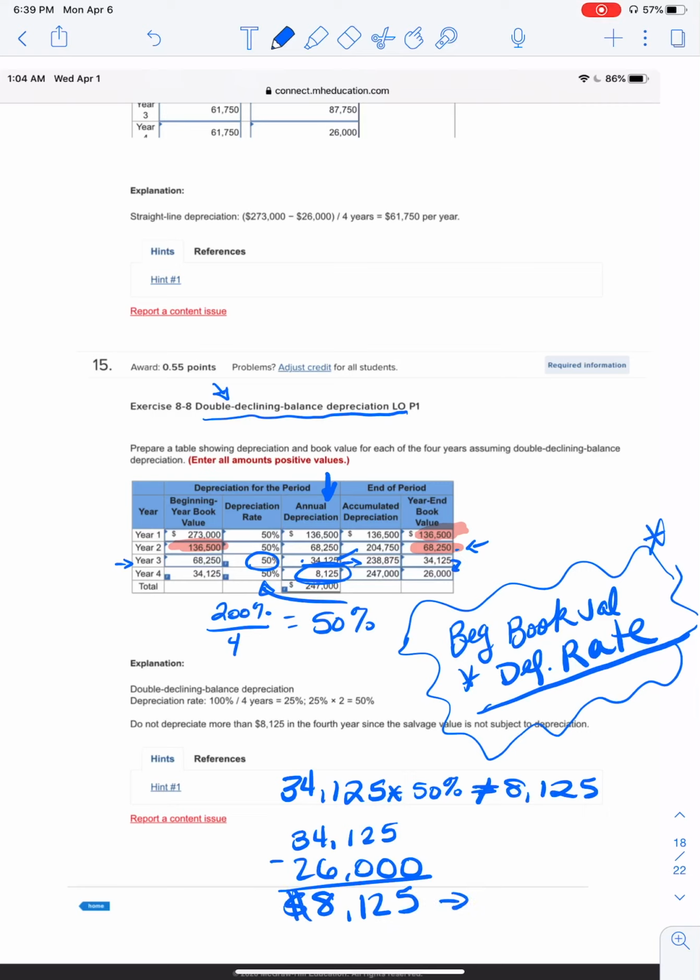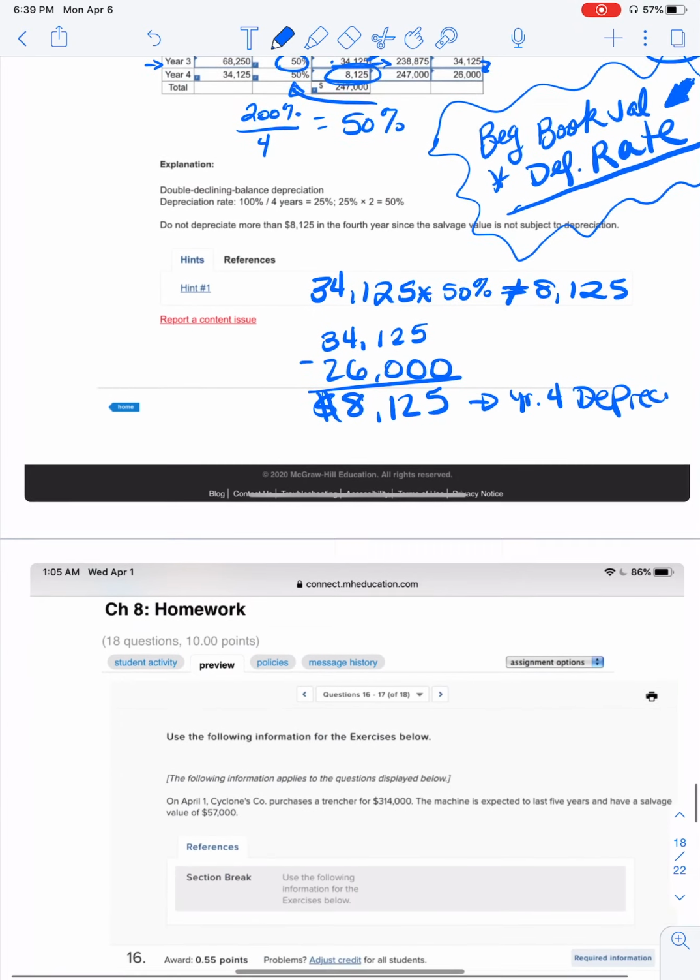This right here gives me my year 4 depreciation. And this is why this had an asterisk earlier, is because in that last year, this formula may not work. And in fact, most likely will not work. Okay? And so that is all we have here. That brings us to the end of number 15. So with that, we will move on to number 16.